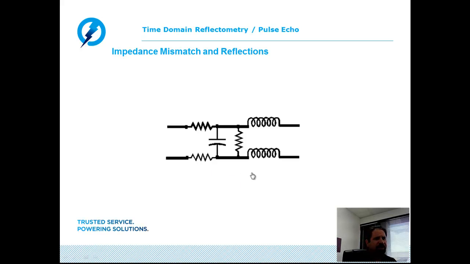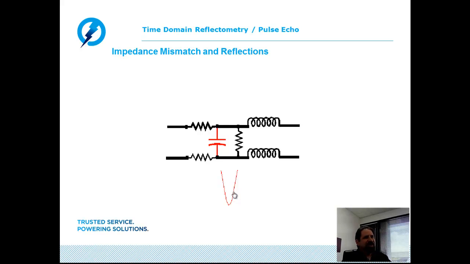Negative reflections are going to be caused by decreases in impedance. Now, decreases are going to result from changes to the capacitance of the cable and decreases in the insulation resistance value of the cable. So, again, just to kind of recap, resistive and inductive changes cause positive reflections. Capacitive and insulation resistance changes cause negative reflections.